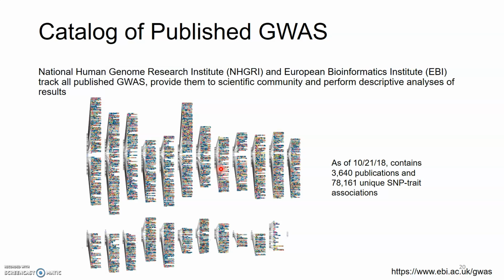And of course, as with most of these large genetic studies, you'll see that this data is made freely available to the public, this time through a database run by the National Human Genome Research Institute and EBI, the European Bioinformatics Institute. They track all published GWAS, provide that to the scientific community, and perform analyses of the results. And as of, actually, this is a couple of years old now, this literature contains well over 3,500 publications identifying over 78,000 unique SNP trait associations, or statistical relationships, that they've identified.